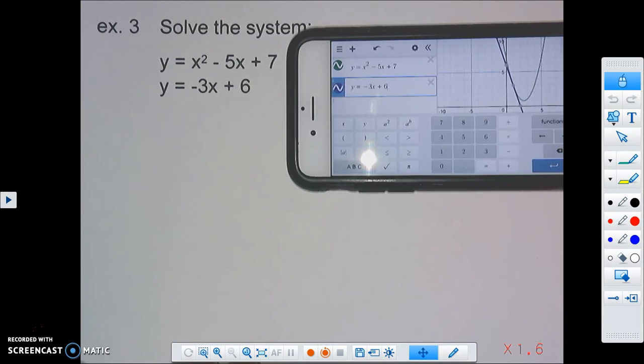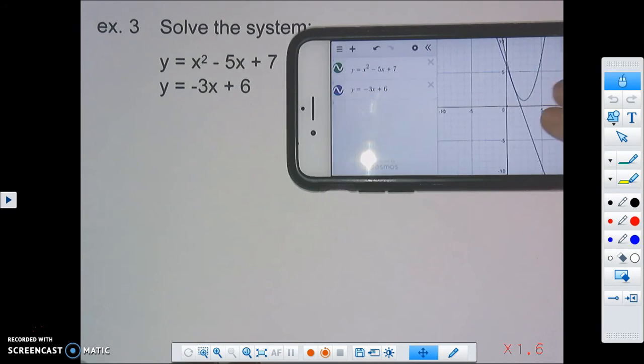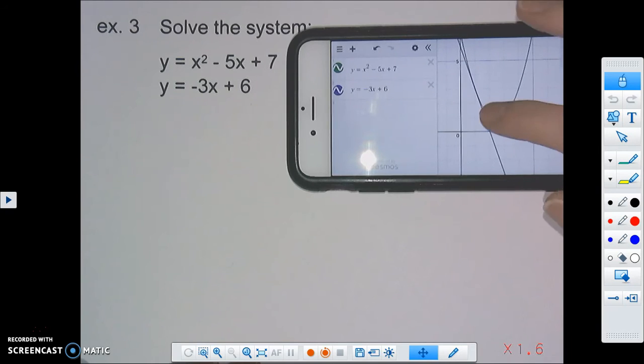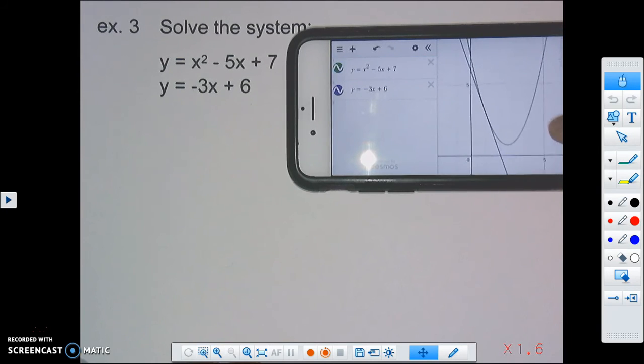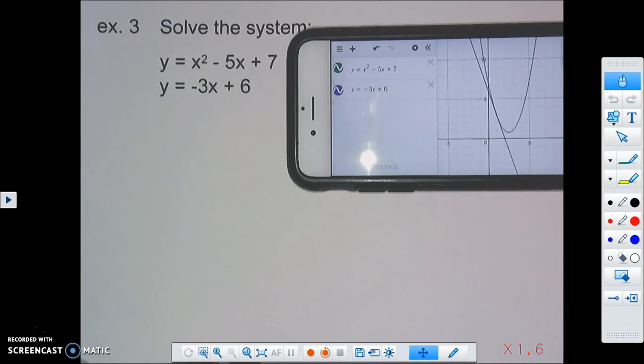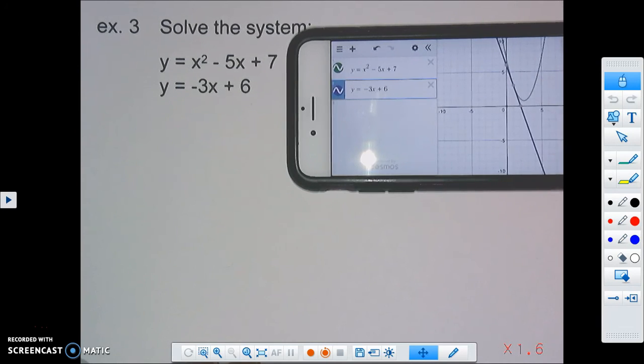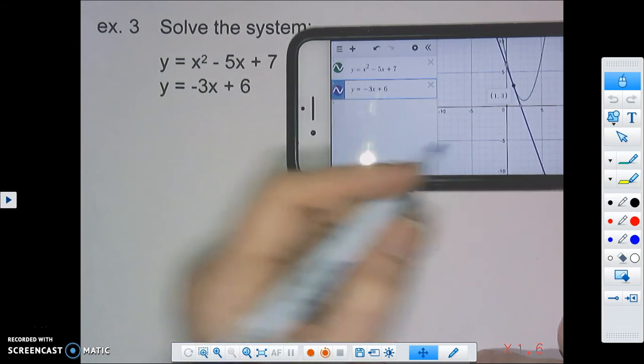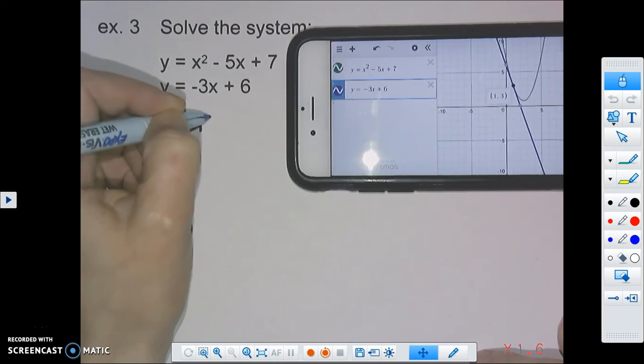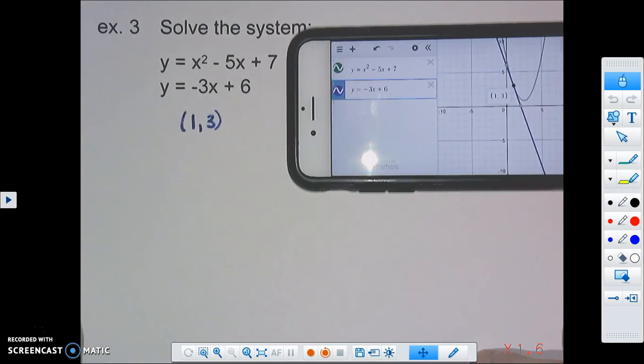Now, if you look really closely here, and I'm going to click on the graph and zoom a little bit, you're going to notice that these two are tangent with each other and only cross in one place. So this is one of those linear quadratic systems that only has one solution. They just touch in that one place. And no matter how far you zoom in or zoom out, they're never going to touch another place again.